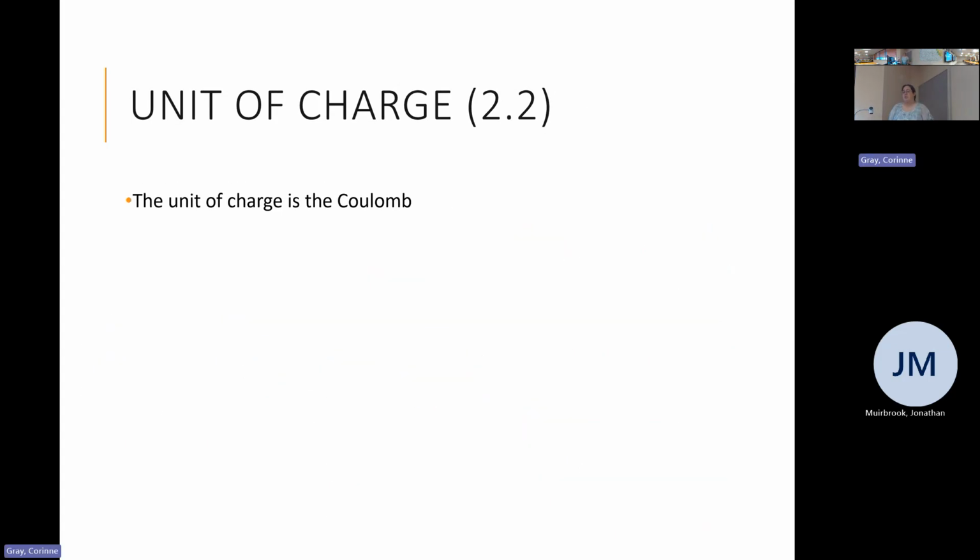Right, so the unit of charge is the coulomb. This is named after Coulomb, of Coulomb's law, who investigated a lot of the interactions between charges. The most logical symbol for charge is the letter Q, so that's the symbol you would utilize. And the unit of charge is the coulomb, capital C.